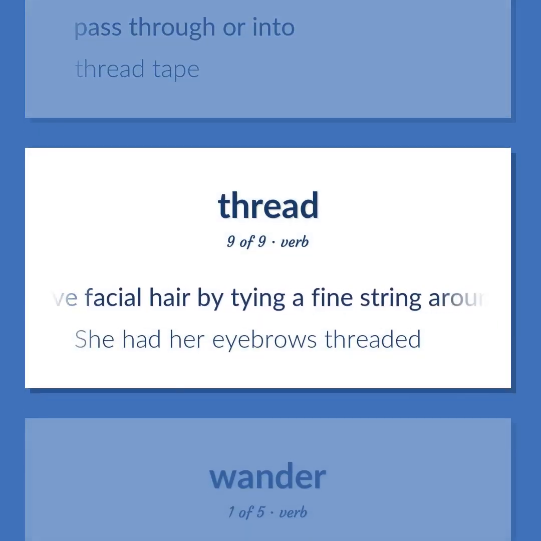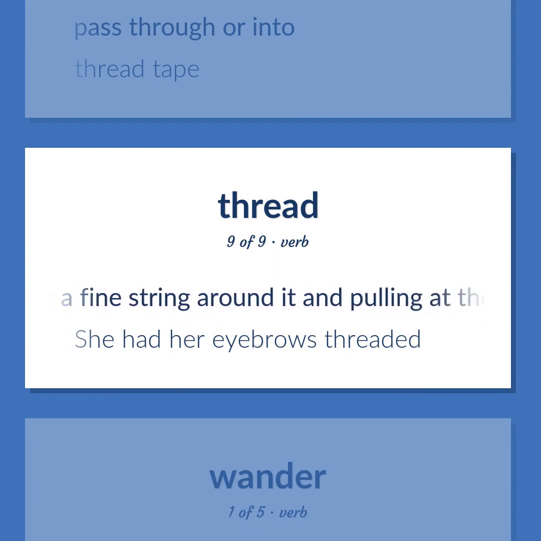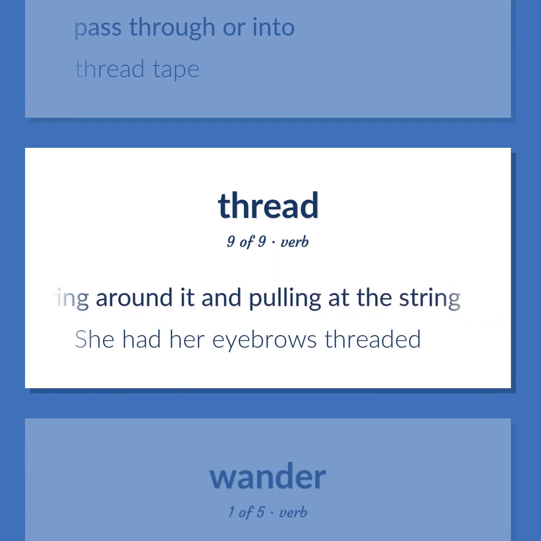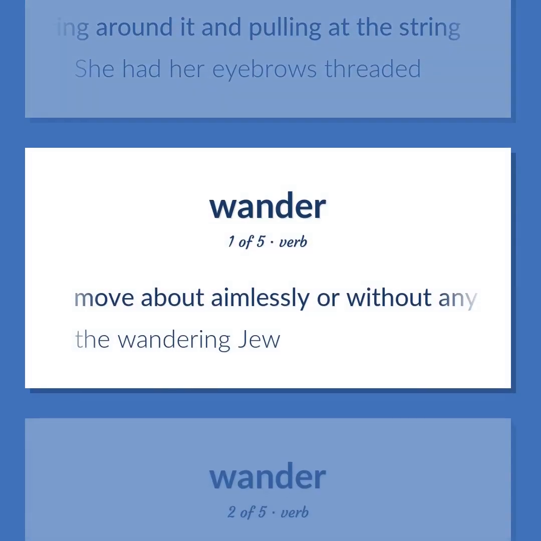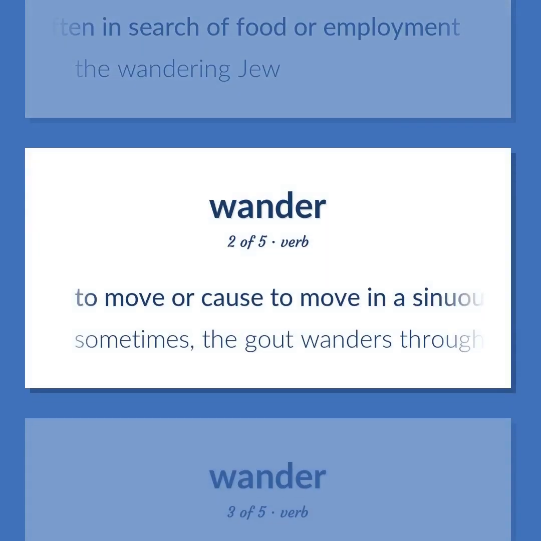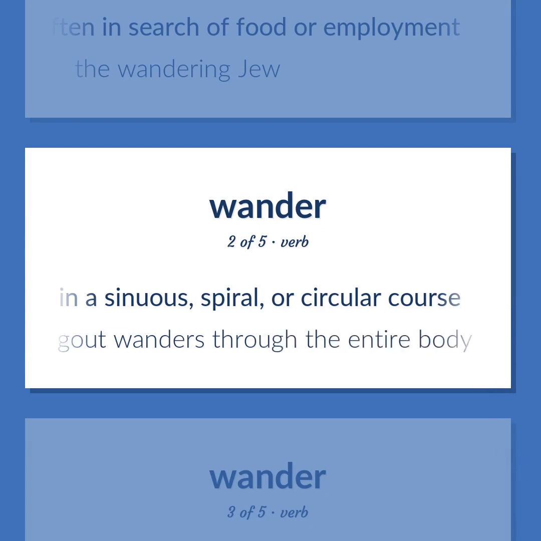Remove facial hair by tying a fine string around it and pulling at the string. She had her eyebrows threaded. Move about aimlessly or without any destination, often in search of food or employment. The wandering Jew. To move or cause to move in a sinuous, spiral, or circular course. Sometimes, the gout wanders through the entire body.